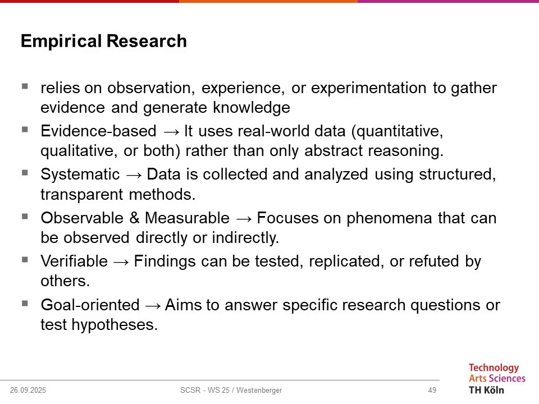Okay, evidence-based, systematic, verifiable. What else? Third one is kind of embedded. It focuses on phenomena that are observable and measurable, directly or indirectly. And the fifth is straightforward. It must be goal-oriented. You're trying to answer specific questions or test hypotheses. Right, so there's a clear process. Question, design the study, collect data, analyze, conclude. That whole structure keeps it empirical.